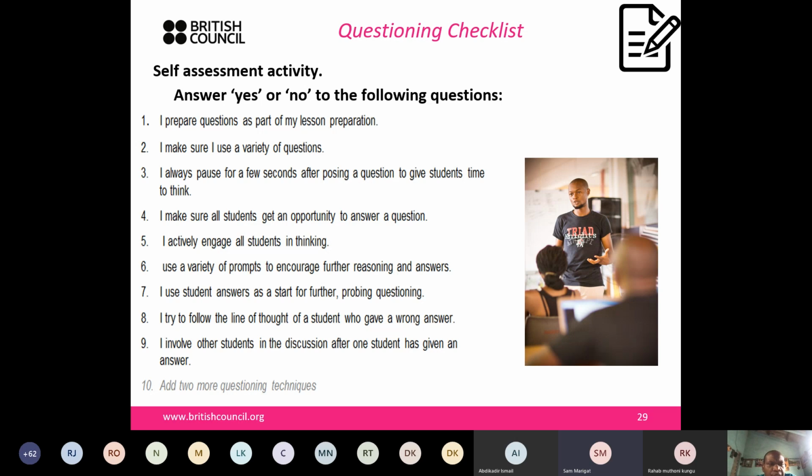Number 2, I make sure I use a variety of questions. We are now in number 2. I can see yes, yes, yes, yes, yes. Number 3, I always pause for a few seconds after posing a question to give students time to think. The wait time. Number 3, do you give wait time or do you want to rush and cover the syllabus?